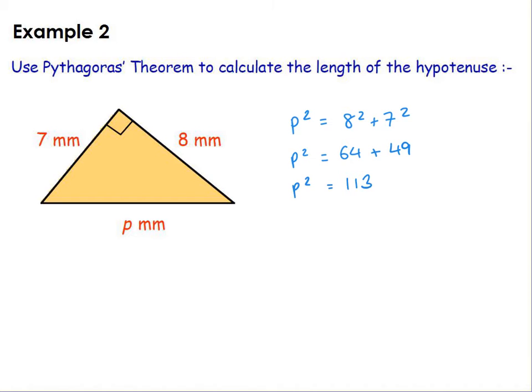113. This time, I'm going to do the square root of 113 to find P. This question needs a calculator, so the square root of 113 is equal to 10.6 millimetres.